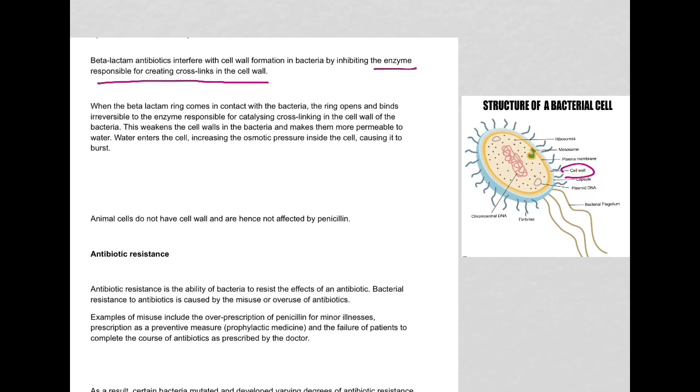Now, there are different modes of action of antibiotics. Some of them interfere with the formation of the cell membrane. Some of them interfere with the formation of proteins inside the bacterial cell. So there are many ways that antibiotics damage bacterial cells. But in any case, penicillin is only going to affect the bacterial cell. It has no effect on the human cells or the animal cells, because the animal cells do not have a cell wall.